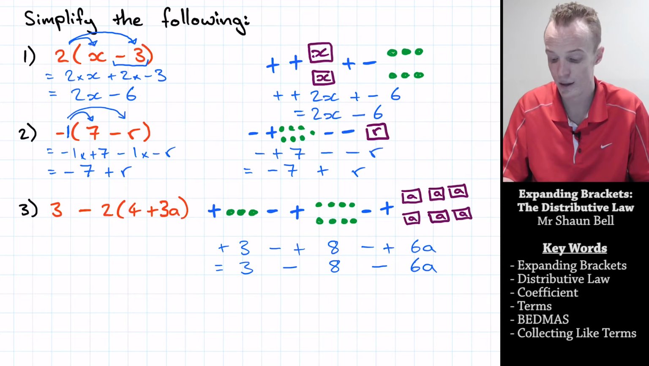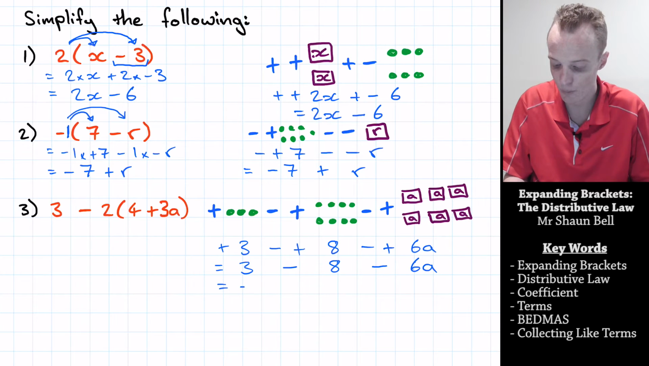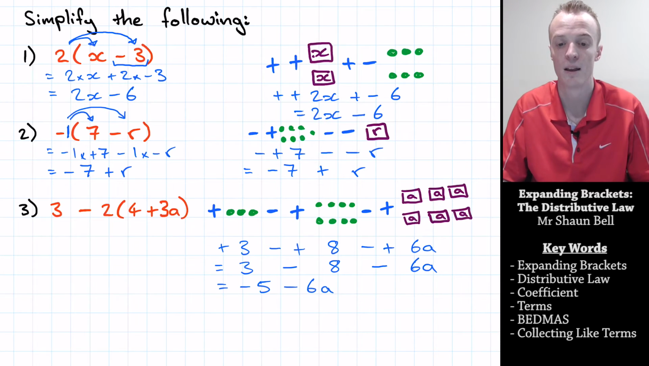So what I've got here is just addition and subtraction. But I know that I can do 3 subtract 8. 3 subtract 8 is negative 5. So let's simplify that. But I can't do anything more with this subtract 6a. So in simplest form, this equals negative 5 subtract 6a.